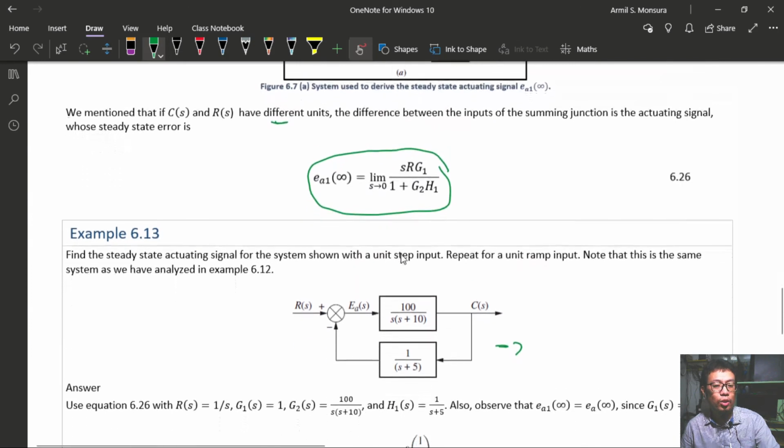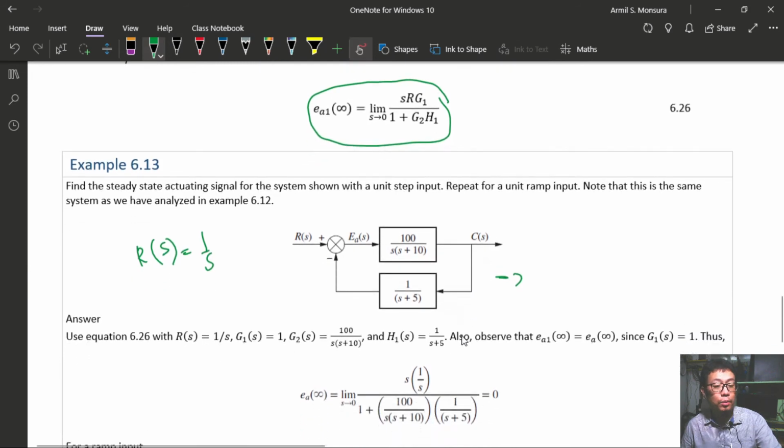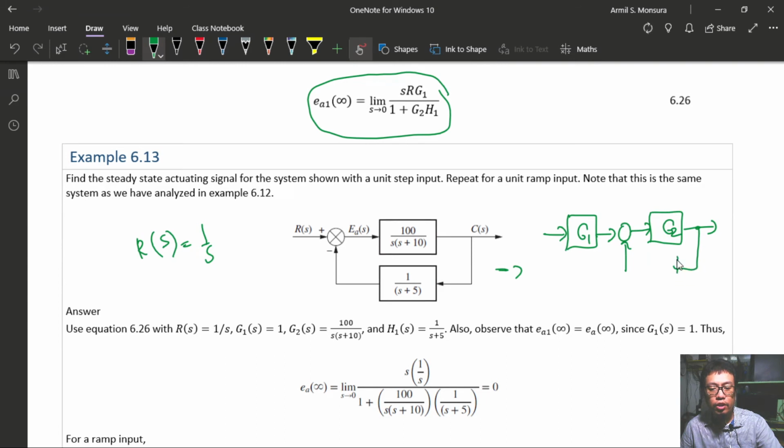And we take note that our R(s) is 1 over s. So in that case, when we substitute now, our G1 is basically the input transducer. So again, it starts from this form. This is G1. Yes, that is G1. Then this is G2. This is your H1.